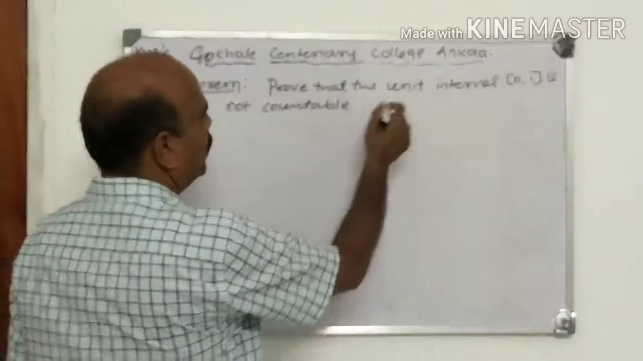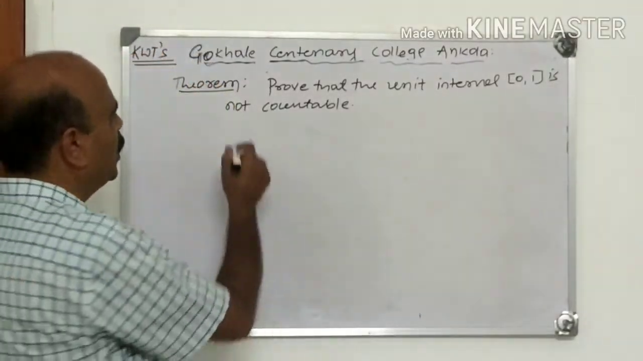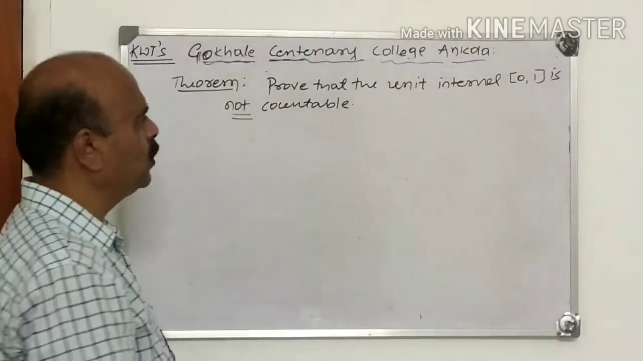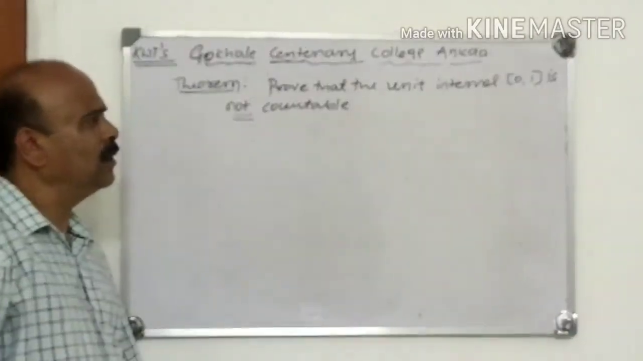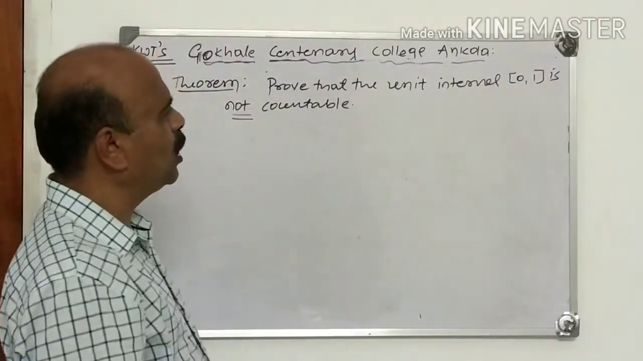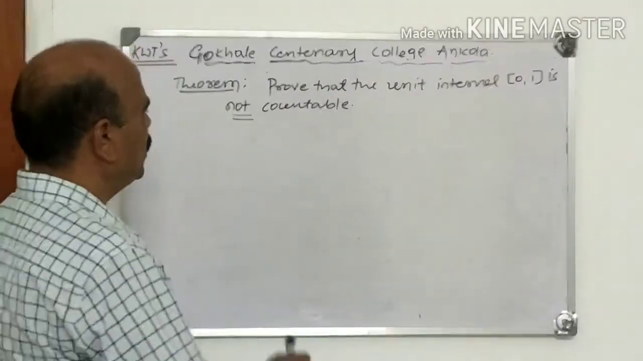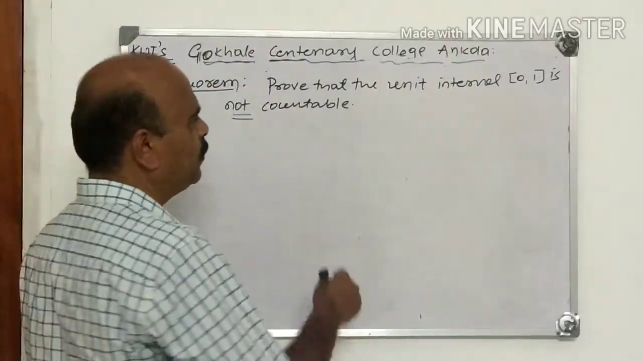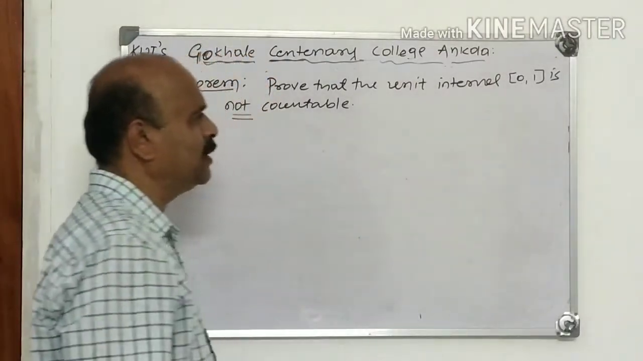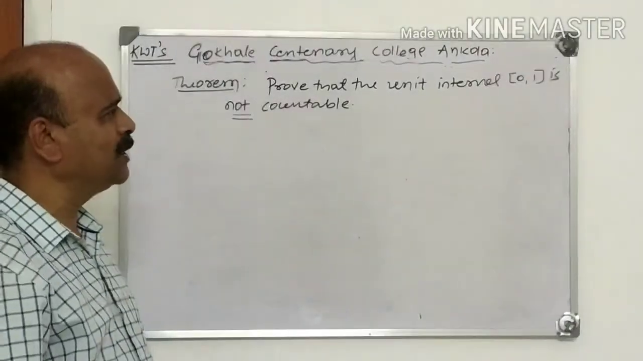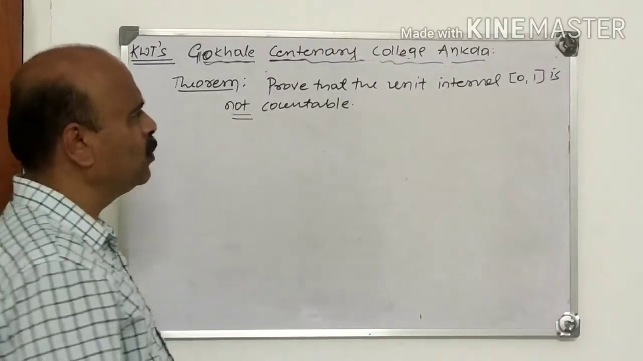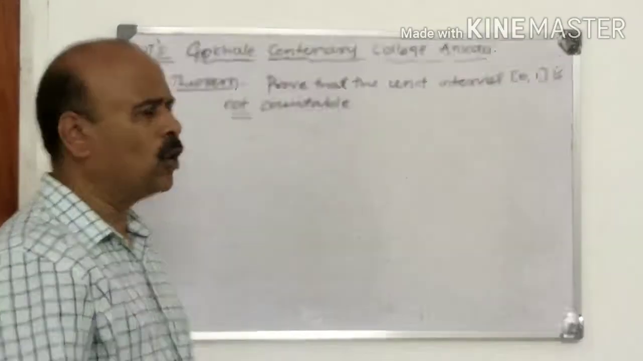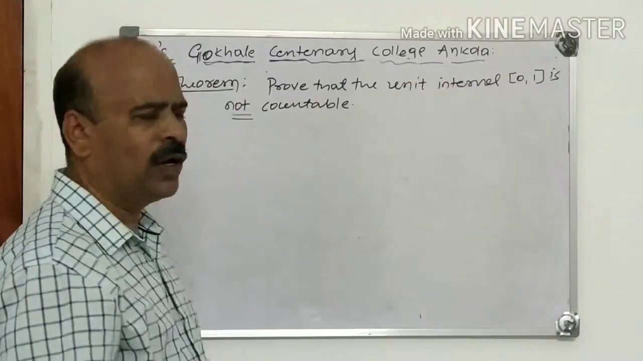Prove that the unit interval 0 1 is not countable, or uncountable. Now we prove this by contradiction. Contradiction means first we suppose that 0 1 is countable. Countable means, since it is infinite, it is denumerable. We have to prove that it is denumerable, but we prove that the elements of that set 0 1 cannot be arranged in any order.